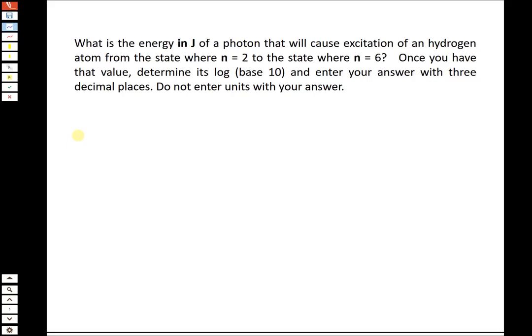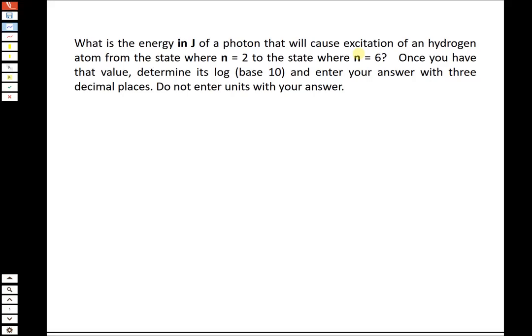All right, so this first one asks: what is the energy in joules of a photon that will cause excitation of a hydrogen atom from the state where n equals 2 to the state where n equals 6? Once you have the answer, determine its log and enter your answer with 3 decimal places. So first, let's just solve the problem itself and then worry about how we're supposed to enter the answer.